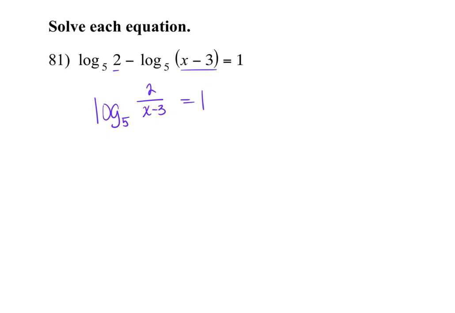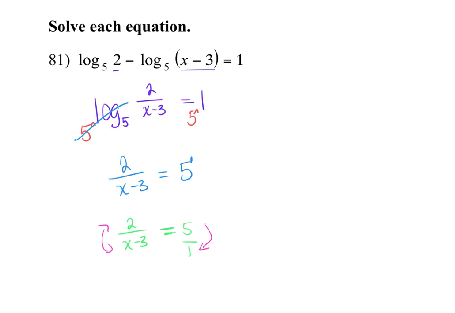All right? Now that I have 1 log, bases cancel out bases. I can do a base 5 here and a base 5 here, all right? On the left-hand side, that cancels my log. I have 2 over x minus 3. On the right, I have 5 to the first power, all right? So now 5 to the first power is just 5, but I wanted to write it out because sometimes people forget. Anytime what you're solving for is on the denominator, what can you do to both sides? Flip both sides, all right? So we are going to flip both sides. It's going to make your life a little easier.